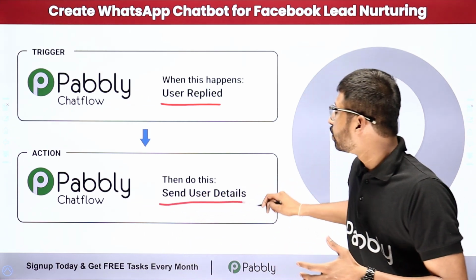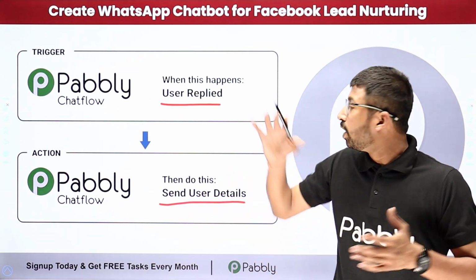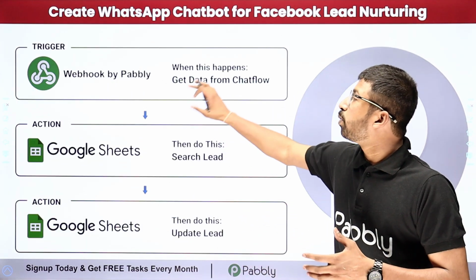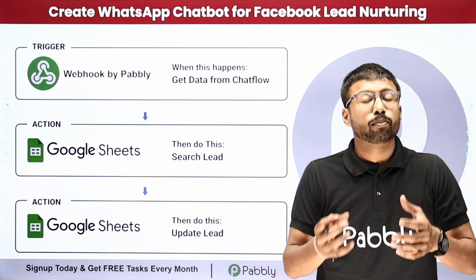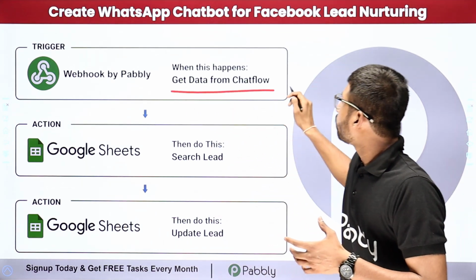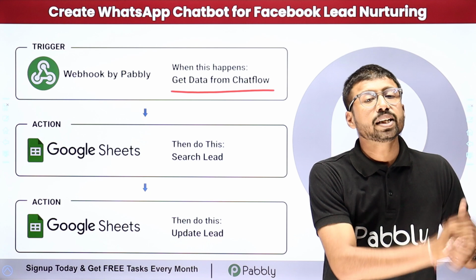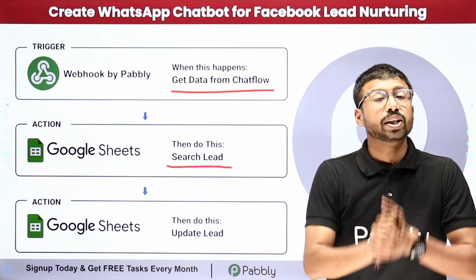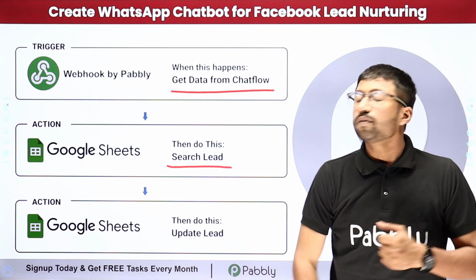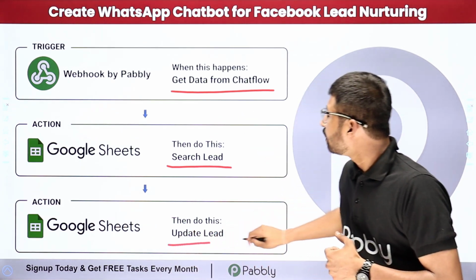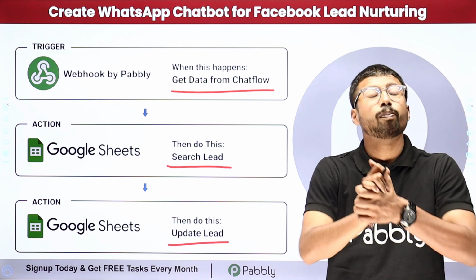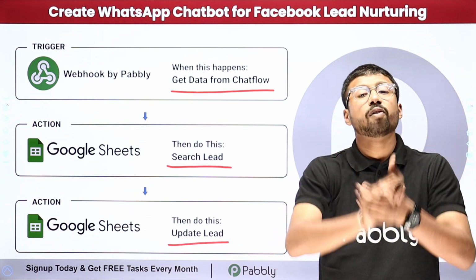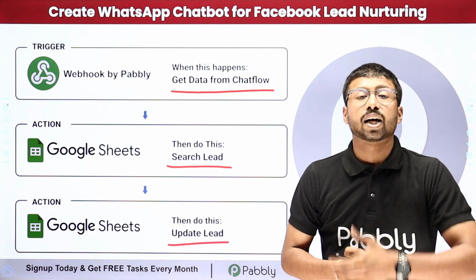After the flow is completed, after the conversation with the user is ended, we are going to send the details of the user which we have collected in that flow to a webhook URL from Pabbly Chatflow. After getting the webhook response in Pabbly Connect from Pabbly Chatflow, this other automation workflow will trigger. It will get the data from Pabbly Chatflow, search for the same lead in our Google spreadsheet which we have added earlier, and after searching the lead, it will update the same details received from Pabbly Chatflow back in the Google Sheet.